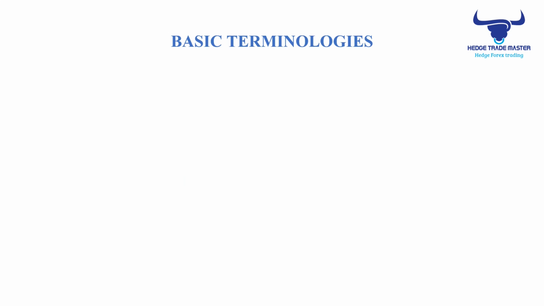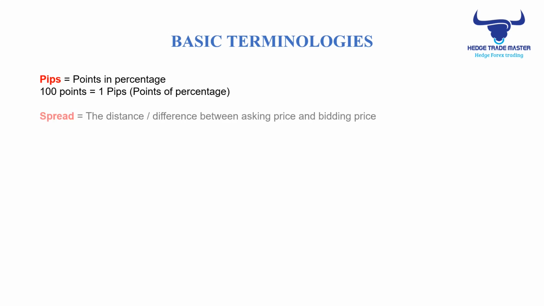Now, in basic terminologies, we have these so-called pips. Pips meaning is points in percentage. 1 pip is equivalent to 100 points. So every pip movement represents 100 points. When they say 50 pips, that means 500 points. So don't get confused in this.